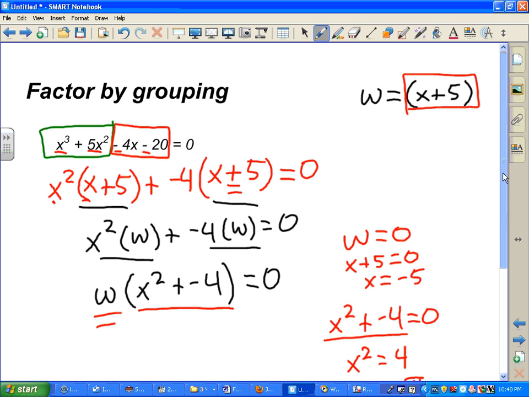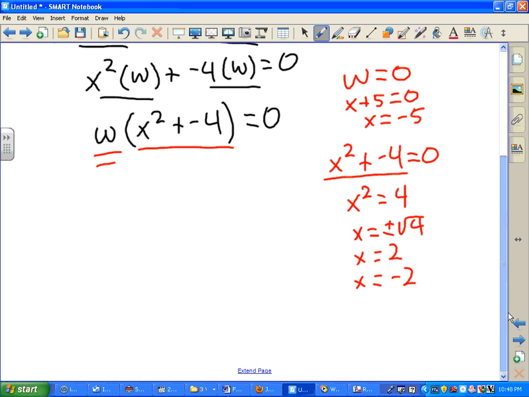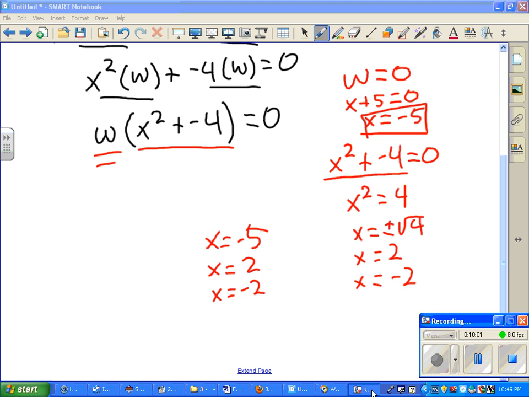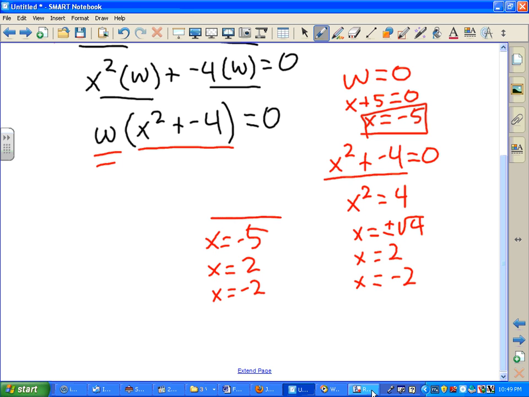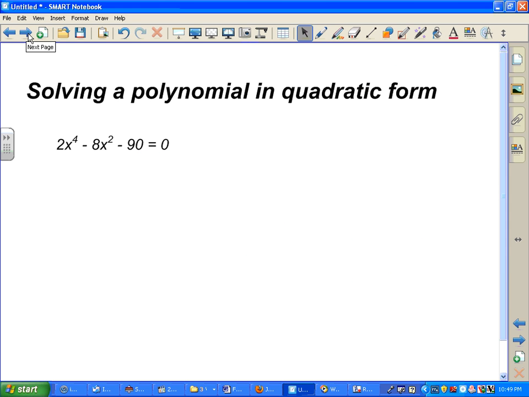Well, how many answers are they supposed to get? It's a cubic, so there's 3. And here they are. I have x equals negative 5, x equals 2, x equals negative 2. Okay? There is that. All right? I've got one more case to deal with here.